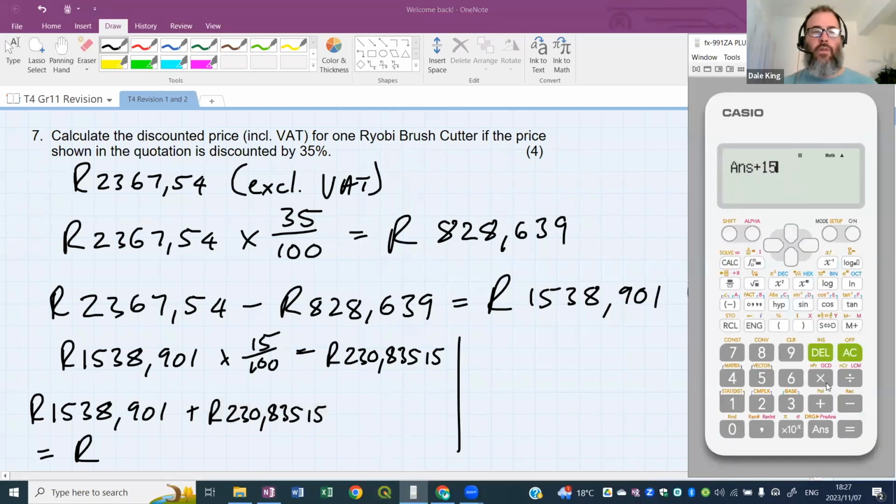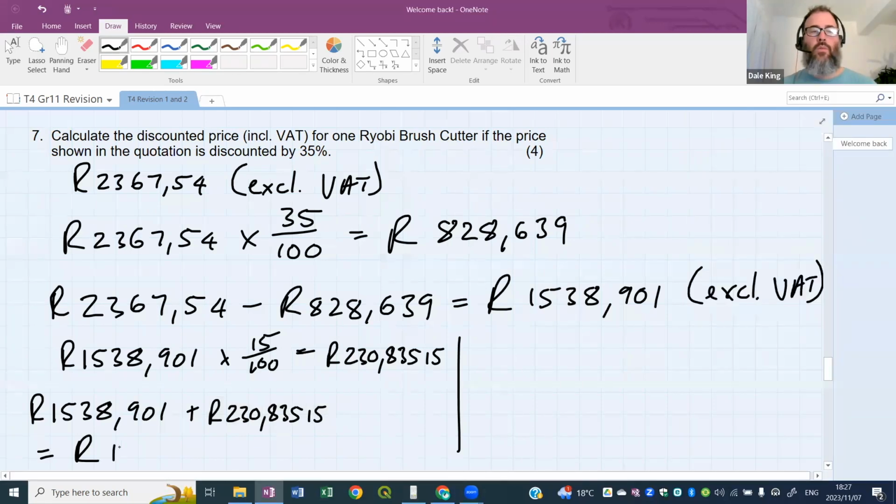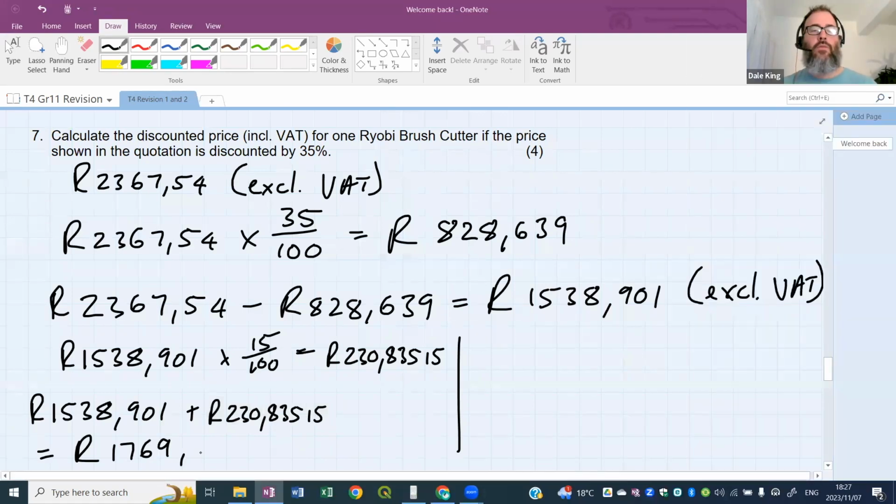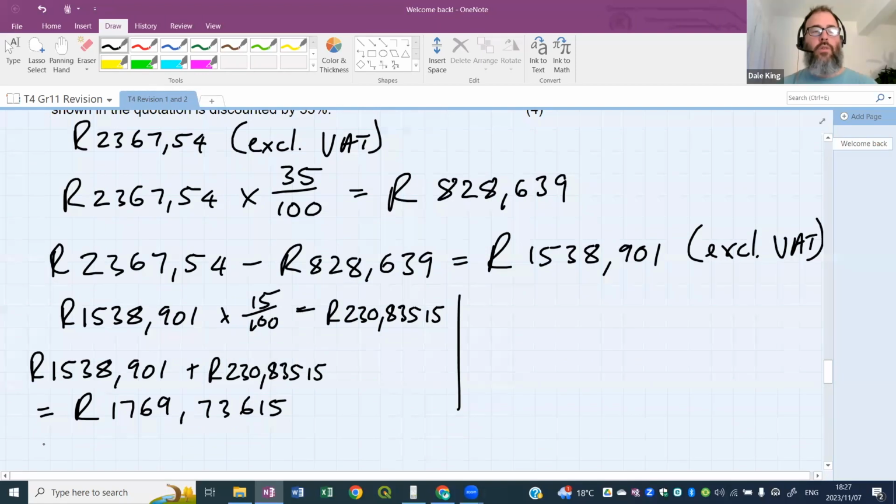Add on 1538.901. That gives us 1769.73615. We need to round that off. So 1769.74. Remember, we're looking at the second decimal place there, and the 6 will change it to a 4. So that is our final answer with the VAT included.